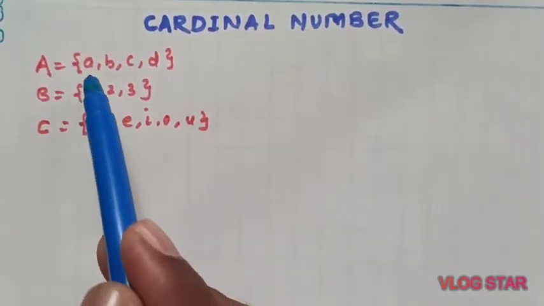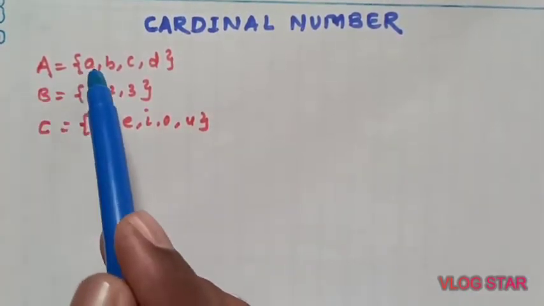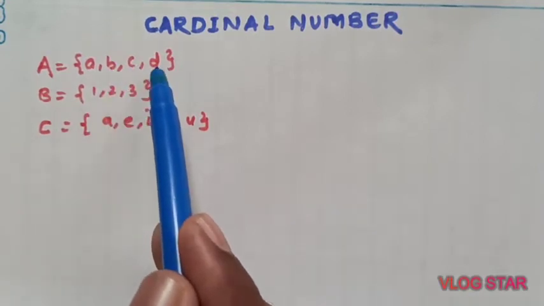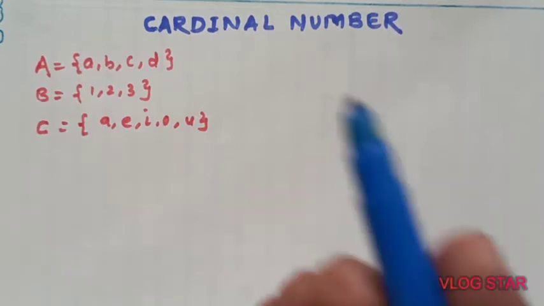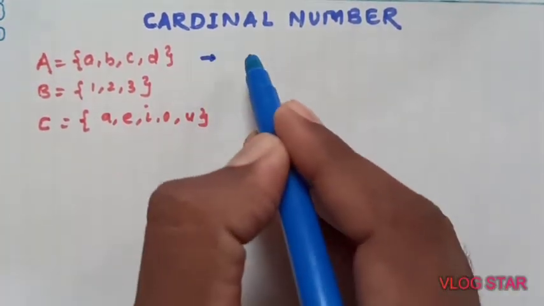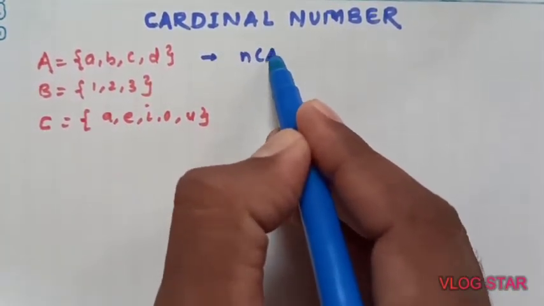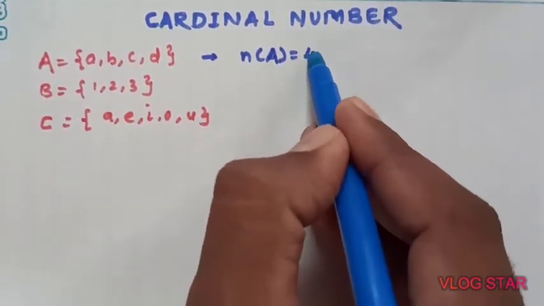Now count the number of elements in a given set. Set A contains 1, 2, 3, 4 elements. So the number of elements in a given set is known as the cardinal number. It is denoted by n(A). So n(A) is 4.